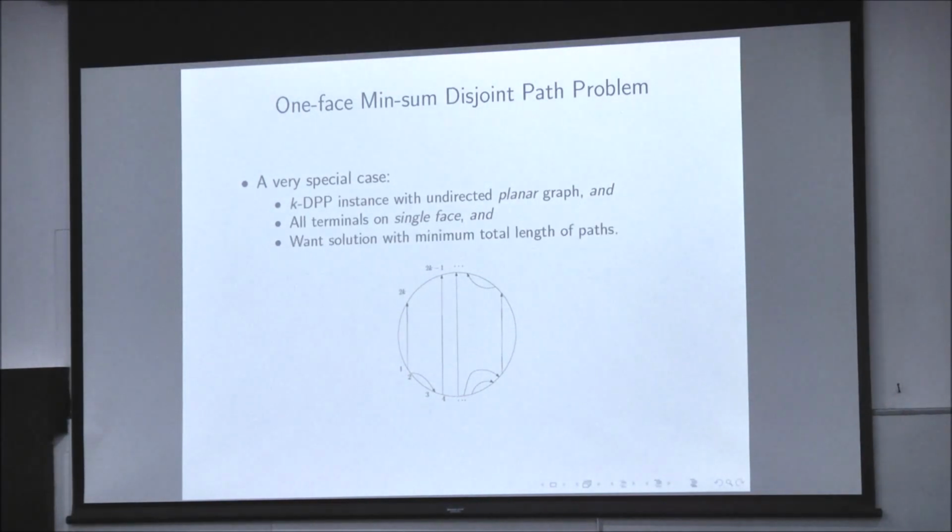So all terminals lie on a single face, and we want a solution with minimal total length of paths. So the length of paths should be the minimum possible over all solutions where you have k disjoint paths. Correct?